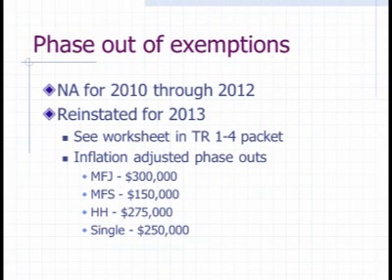This is just a reminder about that worksheet that's in the tax return 1 through 4 packet. When you are wealthy, wealthy being defined by AGI at different filing statuses, you have to go through the math to determine how much of your exemptions you get. This math is applied to both the personal and dependency exemptions. So if you lose 20%, you lose 20% of the combined exemptions you otherwise would have claimed.